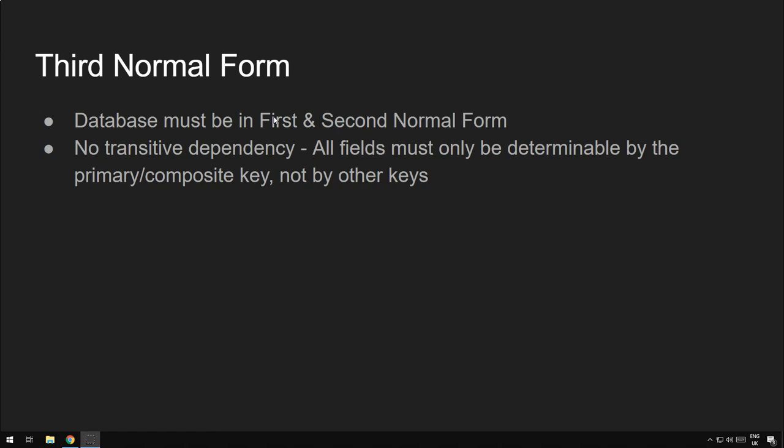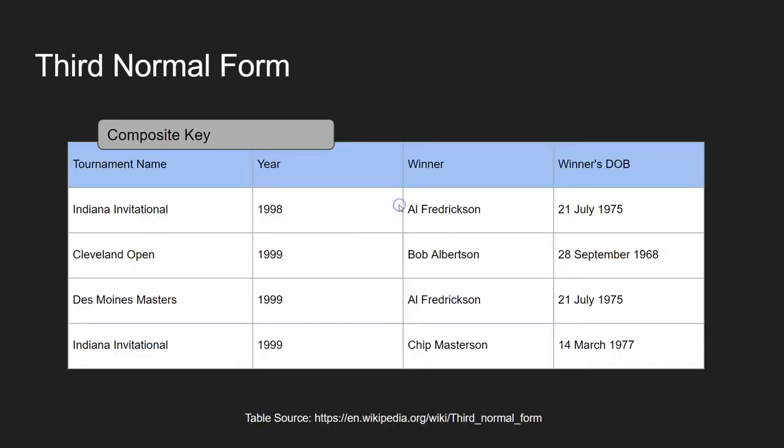It can't be duplicates, it can't be divisible, it can't be multiple values. It also can't have a partial dependency. So all of those, and then it must also do this other item here, which is no transitive dependency. Again, sounds a bit weird, but all it means is that all fields must be only determinable by the primary or composite key, and you can't determine any of the fields by other keys in there. So what does that mean? Well, let me show you a nice simple example.